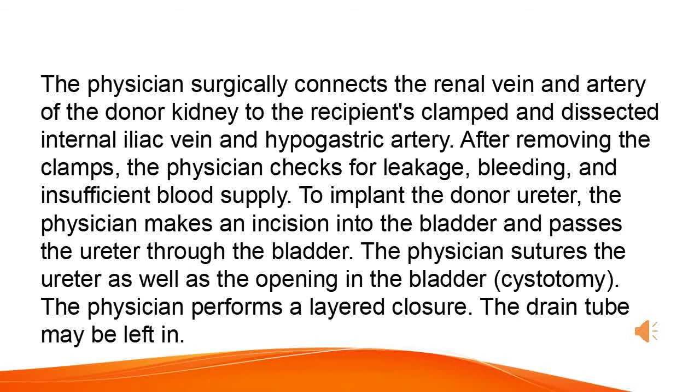The physician surgically connects the renal vein and artery of the donor kidney to the recipient's clamped and dissected internal iliac vein and hypogastric artery. After removing the clamps, the physician checks for leakage, bleeding, and insufficient blood supply. To implant the donor ureter, the physician makes an incision into the bladder and passes the ureter through the bladder. The physician sutures the ureter as well as the opening in the bladder, cystotomy. The physician performs a layered closure. The drain tube may be left in.